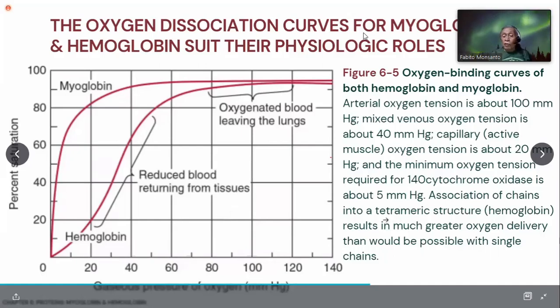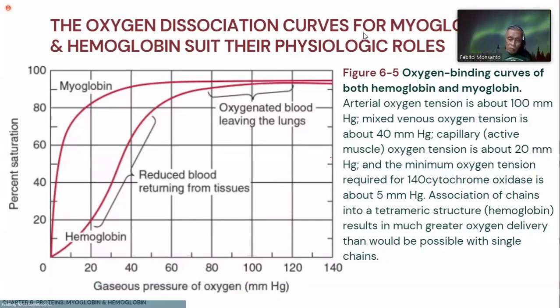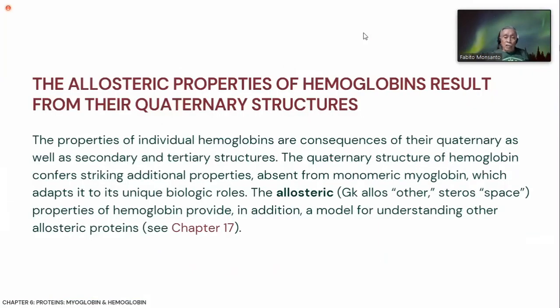Association of chains into a tetrameric structure, hemoglobin results in much greater oxygen delivery than would be possible with a single chain or a single subunit. Okay. All right, we will explain that some more, so you'll understand.